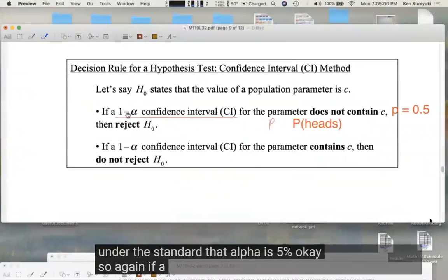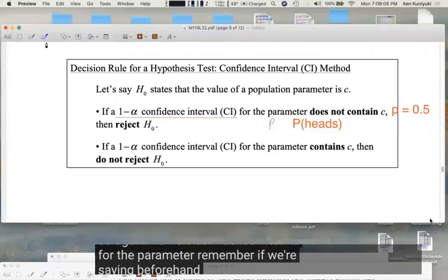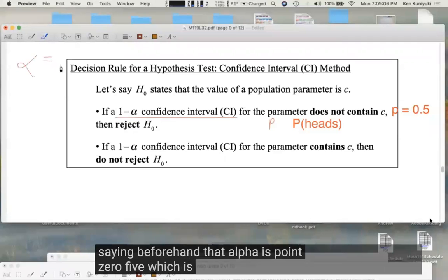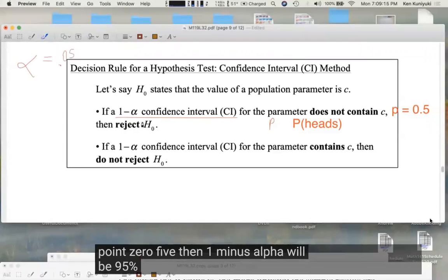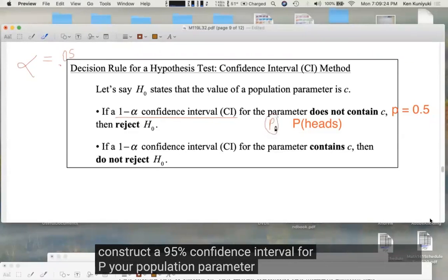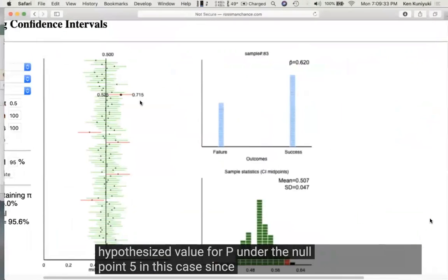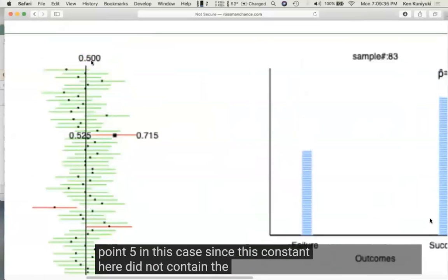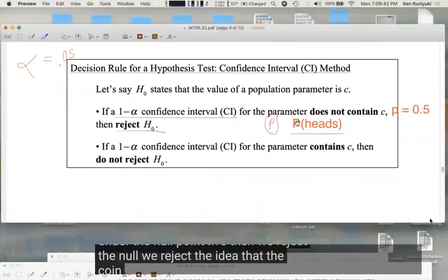Okay, so again, if we're saying beforehand that alpha is 0.05, which is the standard, then 1 minus alpha would be 95%. So we're looking for a 95% confidence interval. If you construct a 95% confidence interval for P, your population parameter, the probability of heads, and that confidence interval does not contain the hypothesized value for P under the null, 0.5 in this case, then we reject the null. We reject the idea that the coin was fair.